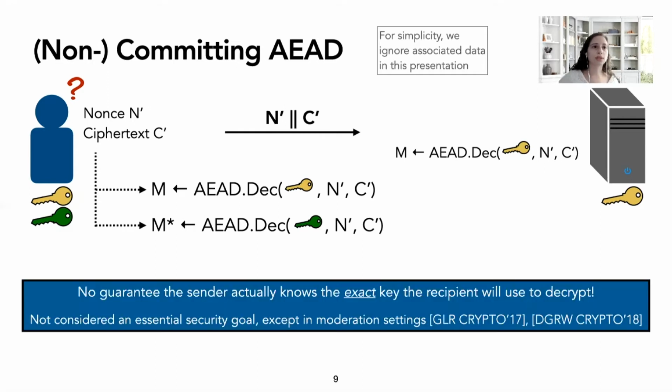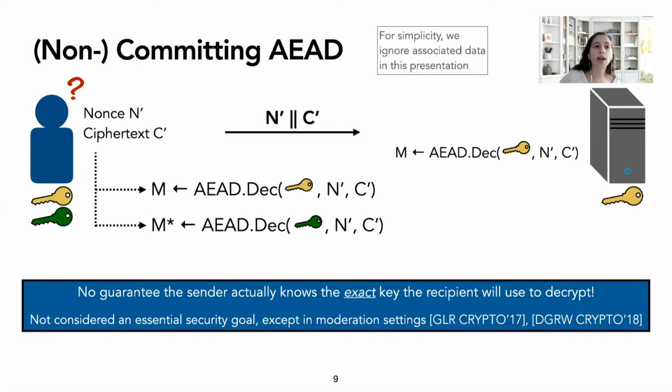So notice what this means. There's no guarantee that the sender actually knows the exact key the recipient will use to decrypt. And for the most part, robustness or key commitment hasn't been considered an essential security goal, except in moderation settings. So then, are vulnerabilities stemming from non-committing AEAD just a niche issue? The short answer here is no.